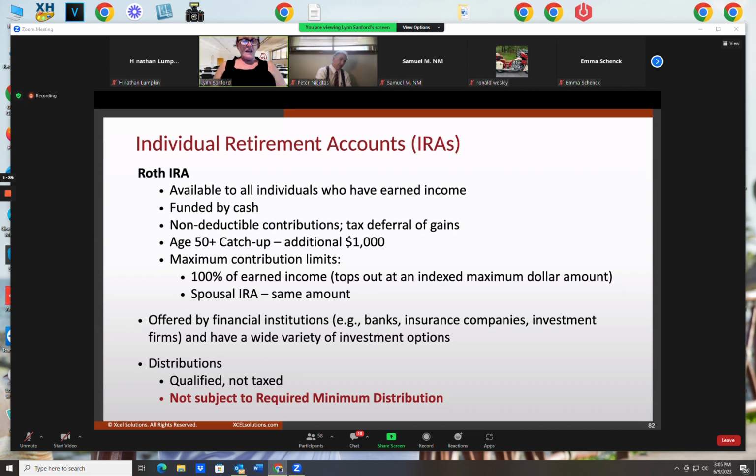These, again, are offered by financial institutions, banks, insurance companies, and investment firms, and have a wide variety of different investment options. So when a person asks you, do you handle Roth IRAs? Your answer is going to be yes, I do. When a person asks you, do you handle traditional IRA accounts? Your answer is going to be yes, I do. When a person says, hey, my CPA tells me I need a SEP, is that something you handle? The answer is going to be yes, I do. Okay? So study this because you're going to need to know it.